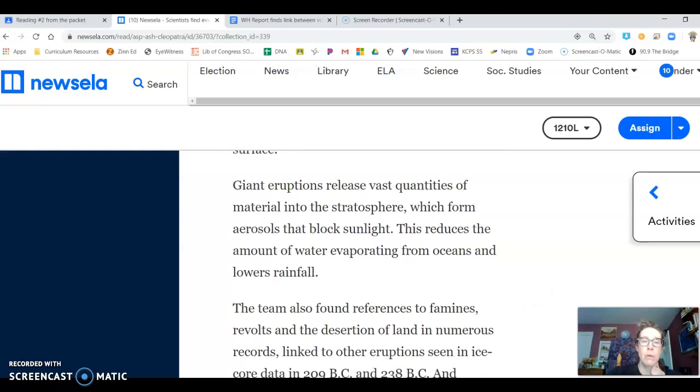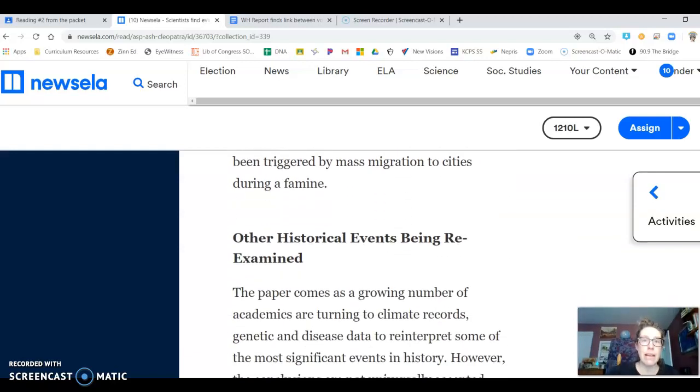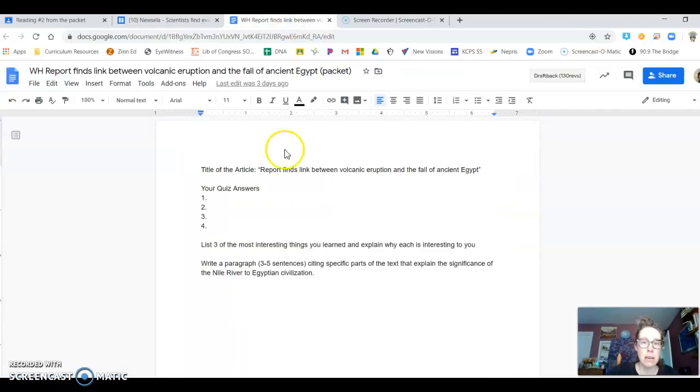Oh, here we go. When there's a volcanic eruption, it releases a lot of material into the stratosphere and aerosol stuff blocks the sunlight. This reduces the amount of water evaporating from oceans and lowers rainfall. So we got a little science here. Miss Hughes would be happy and proud of us, right? Mr. Saya too. So that's one thing I learned.